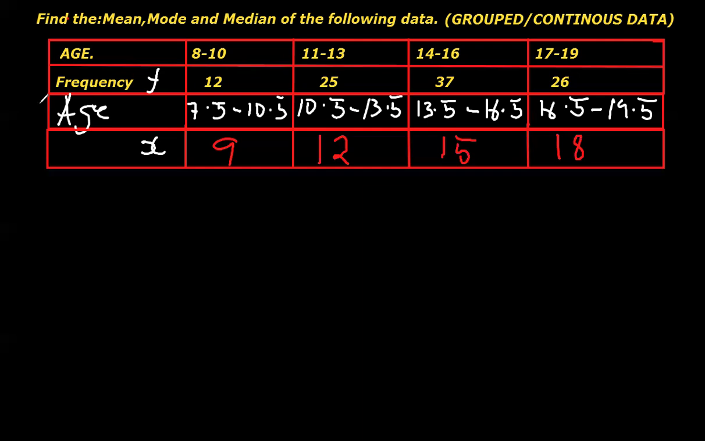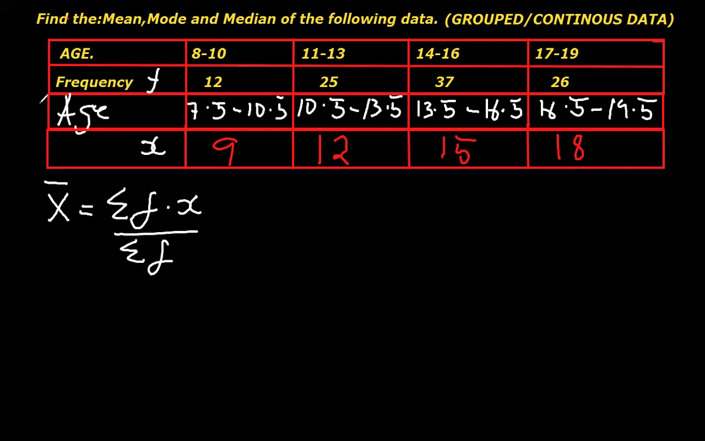Now the formula for getting the mean of data is supposed to be, we say mean is normally abbreviated with that, supposed to be the sum of frequency times x over the sum of frequency.